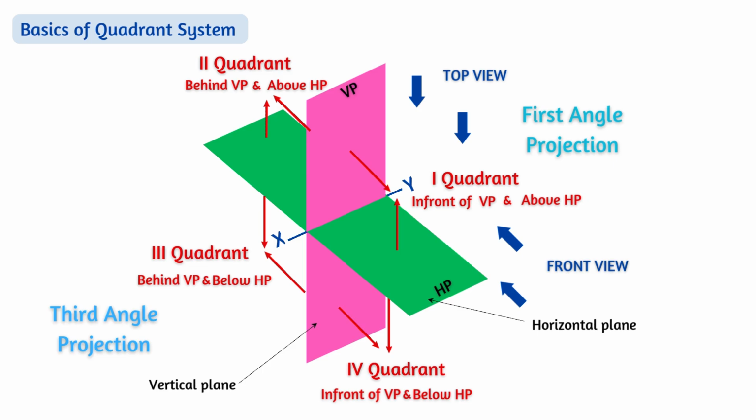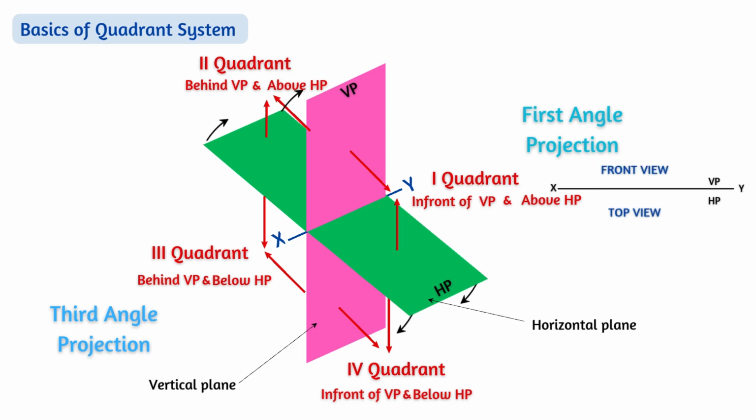For obtaining the clear technical drawing, we will rotate the horizontal plane at angle of 90 degree clockwise so that both the top and the front view are in a single plane above and below the XY line. In first angle projections, we will see the front view above the XY line and the top view below the XY line. In third angle projections, we will see the front view below the XY line and top view above the XY line.